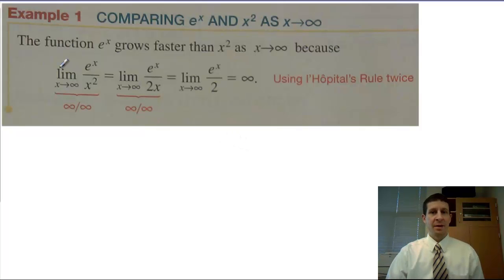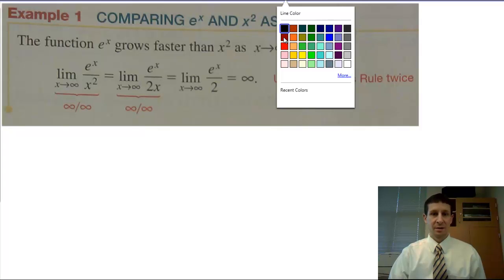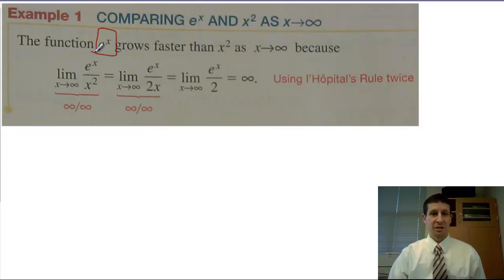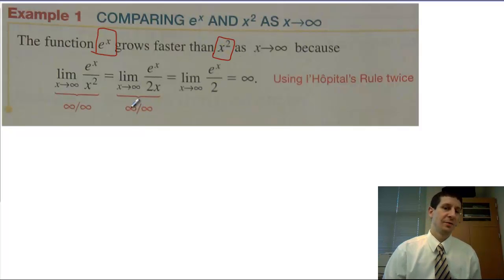Here's a problem straight out of the book where we're asked to compare the function e to the x and x squared. It doesn't matter which function we place on top. It'll work itself out. In this case, the authors of the book chose to put the e to the x on top. So they set up exactly what we just talked about. They do a limit as x approaches infinity of e to the x over x squared.